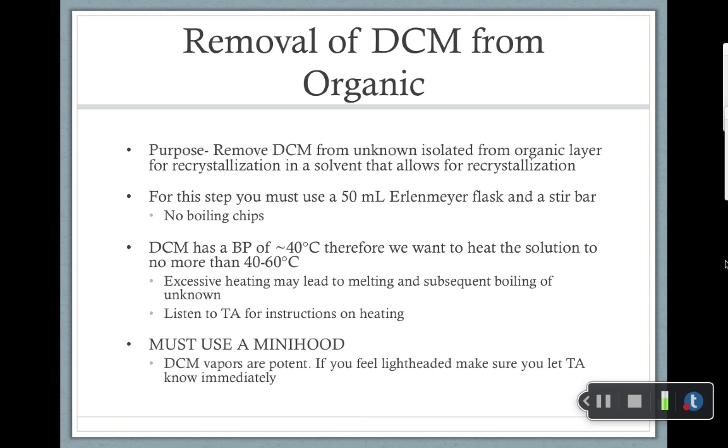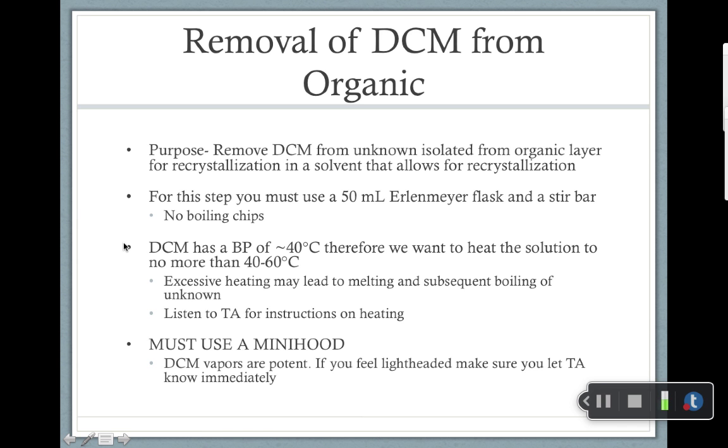For this, you definitely want to filter your DCM into a 50 milliliter Erlenmeyer flask with a stir bar. We are not going to use boiling chips, and the reason we're not using boiling chips is because it'll be very difficult to separate out your organic solid from those boiling chips.